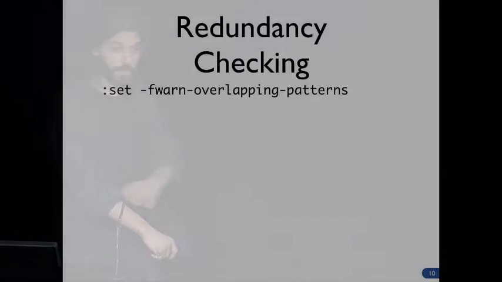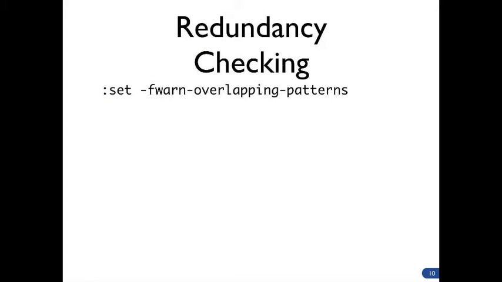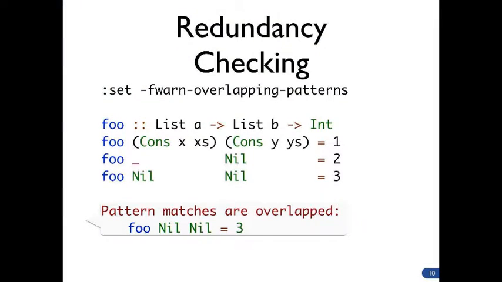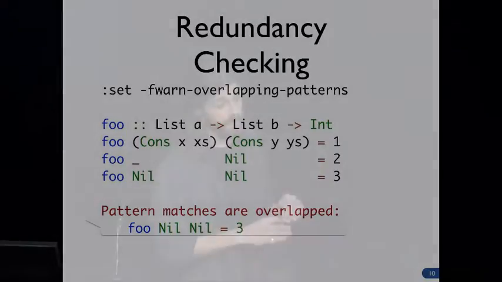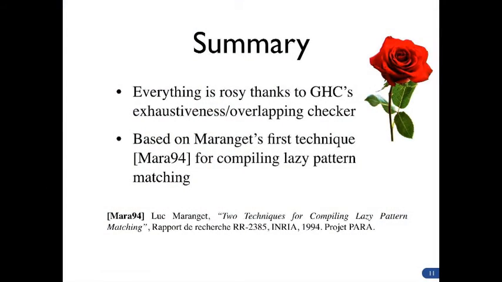Fortunately, we can also be warned about that. By enabling this flag and typing our definition again, we get a warning of this form, which says that the third clause can be safely removed from the match without affecting the semantics of the program at all. Now, well, everything seems rosy, thanks to GADTs, exhaustiveness, and overlapping checker.